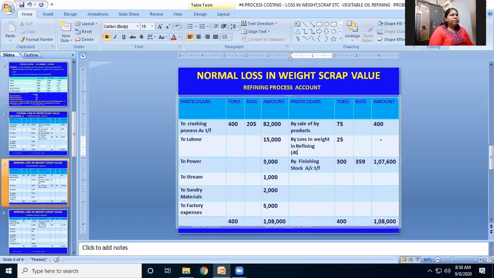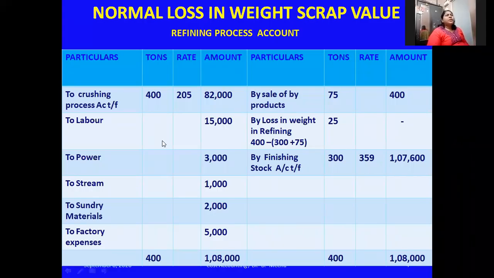400 is my input, right? So minus, out of this input, all I added in my account: 300 is the output plus 75 is my sale of byproducts. So what is my loss in weight? This is the way you can calculate to find out the loss in weight. So I think you understand the refining process.